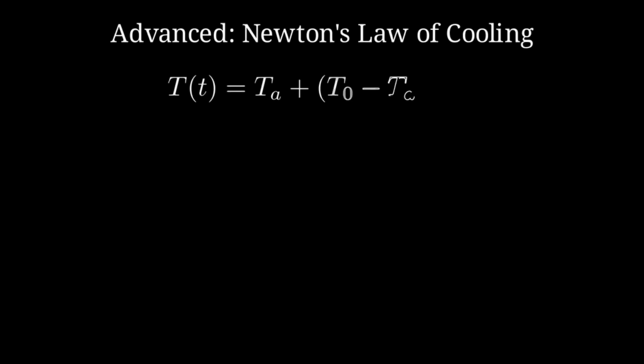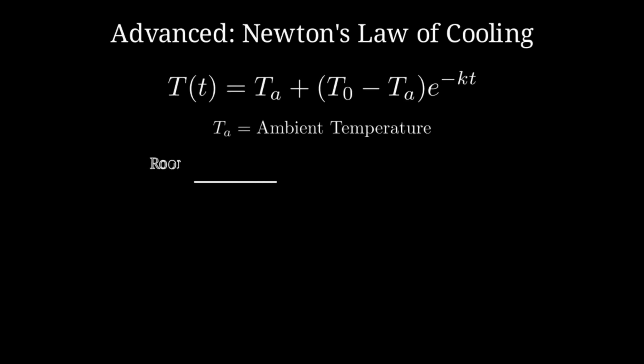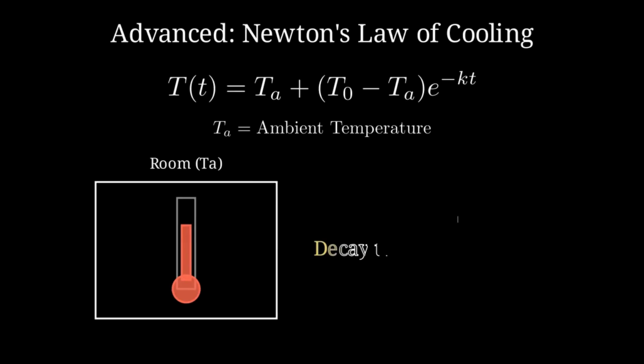A fascinating variation is Newton's law of cooling. Instead of decaying toward zero, an object's temperature decays toward the surrounding room temperature. The math is identical, but we shift the graph vertically by the ambient temperature. It proves that the hotter the coffee, the faster it loses heat.